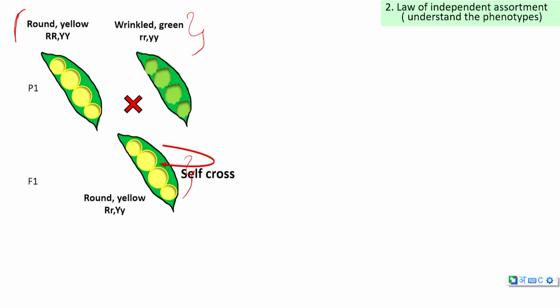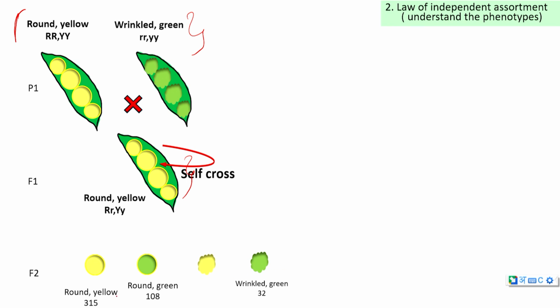So, when he self-crossed these F1 progeny, what did he identify? He identified that all possible combinations were present in the F2 progeny. He found round and yellow, round and green, wrinkled and yellow, wrinkled and green, right. So, all combinations of shape and color are present here.